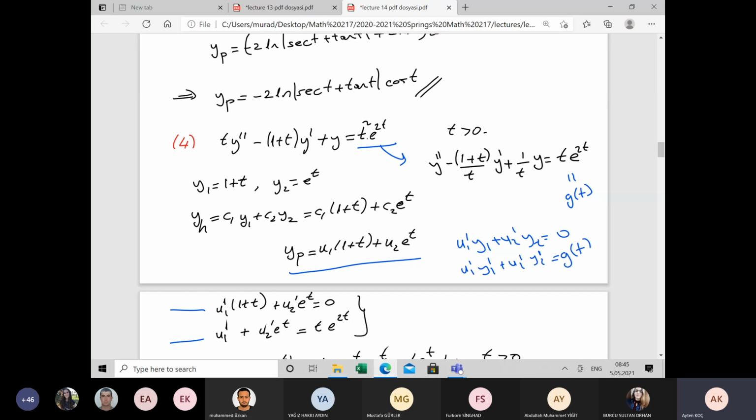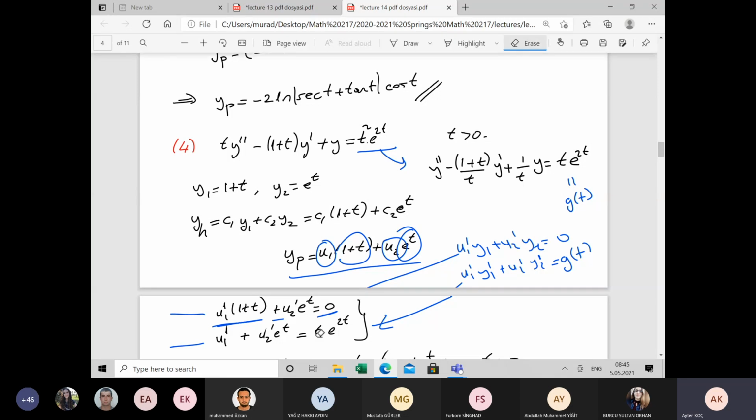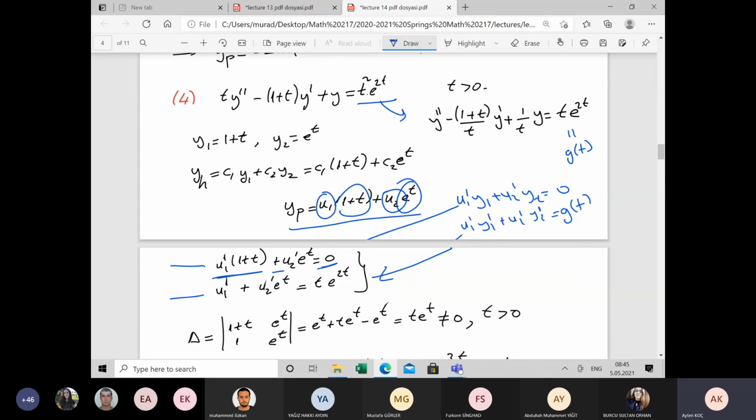So u1 prime y sub 1 plus u2 prime y sub 2 is 0. Write this one. Second one: u1 prime y sub 1 prime plus u2 prime y sub 2 prime, and take the derivative with respect to t. This one is 1, and taking the derivative with respect to t, the same, e to the t, should be g of t.